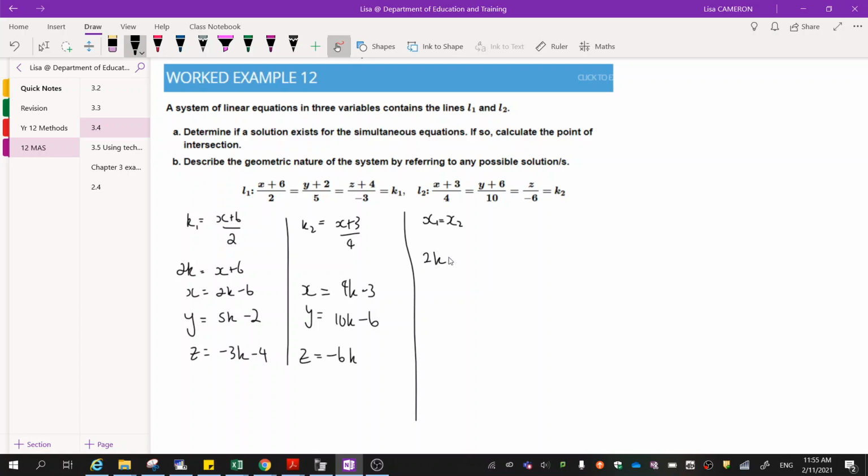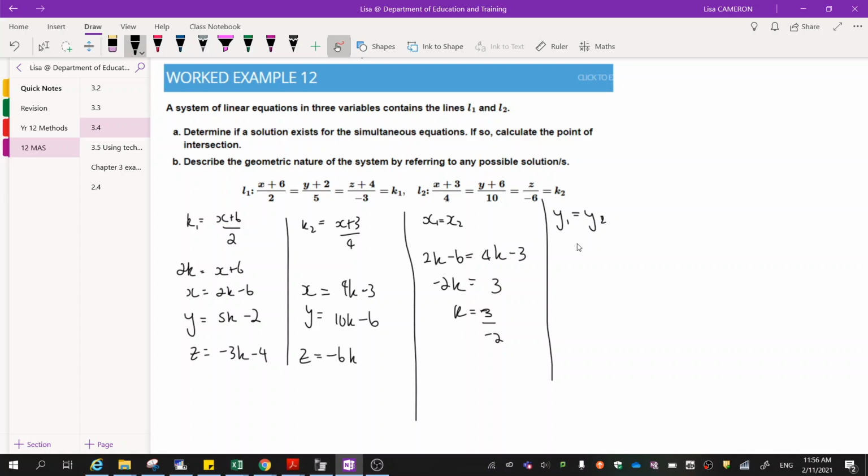Okay, so 2k - 6 is equal to 4k - 3. Next, I'll move this across over here, making it a positive 6, so we'll be left with 3, and I'll take this over there, meaning that I'll be left with -2k on this side. Now I've got k is equal to 3 over -2. Now, when I do the same thing for y, if I get this solution, then I'm going to test it again for z to make sure that they are the same. If they're the same, there's a unique solution.